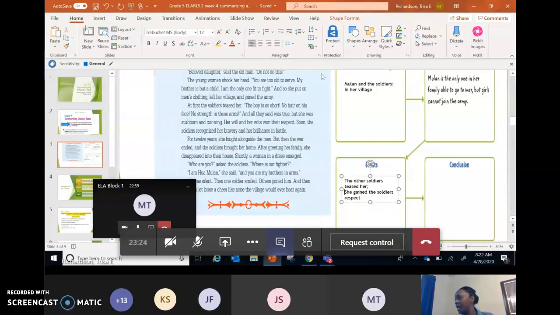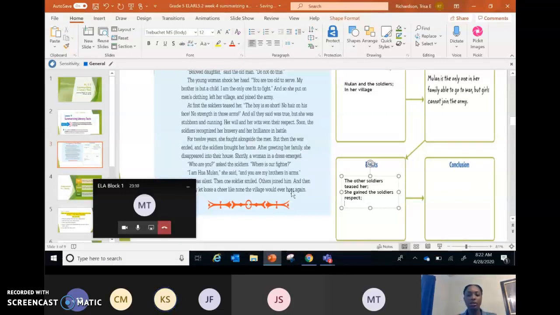How long did she fight with the other soldiers, guys? Look in this paragraph here. How long did she fight? For 12 years. That's right.